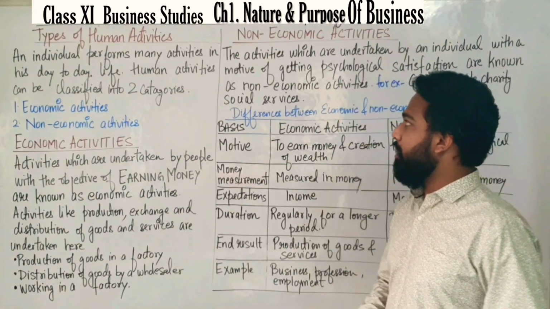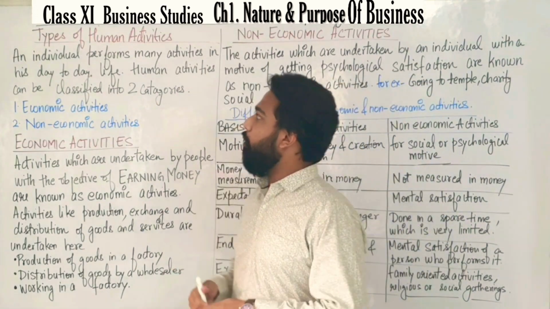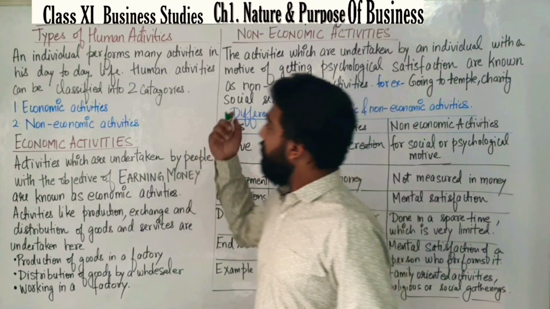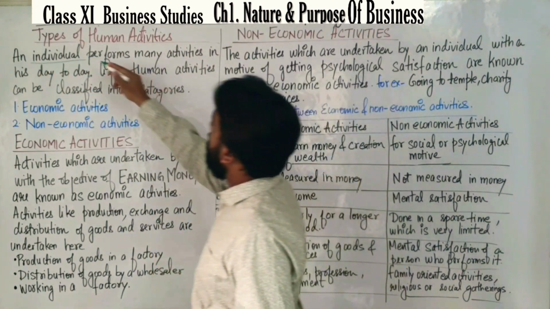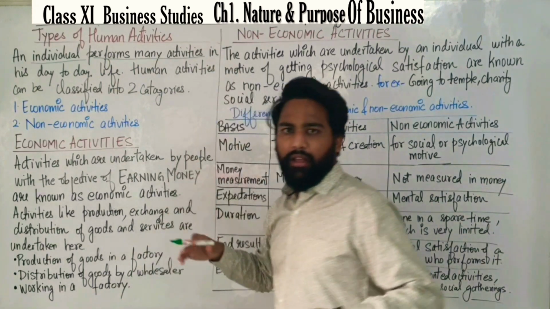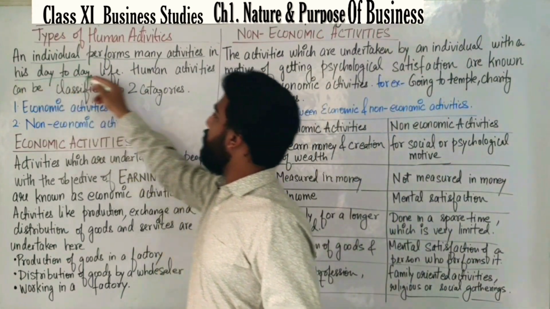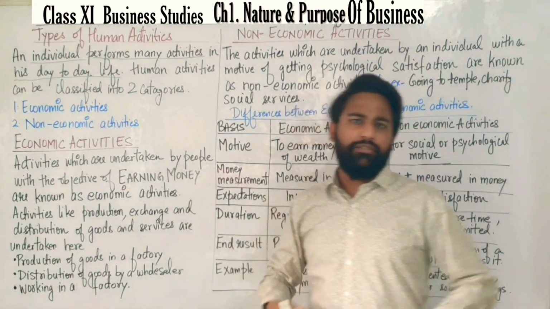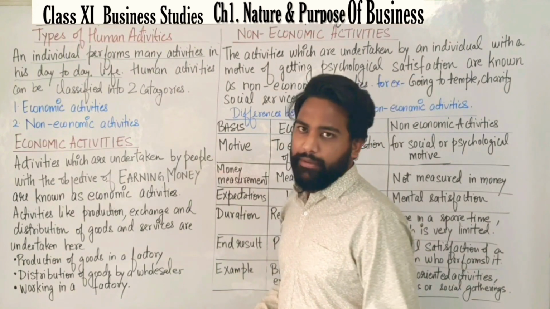Let's start the chapter. So the first topic is types of human activities. Now, an individual performs many activities. Fine. We perform many activities in our day-to-day life. It's obvious, we are human beings. We perform so many activities on a daily basis.